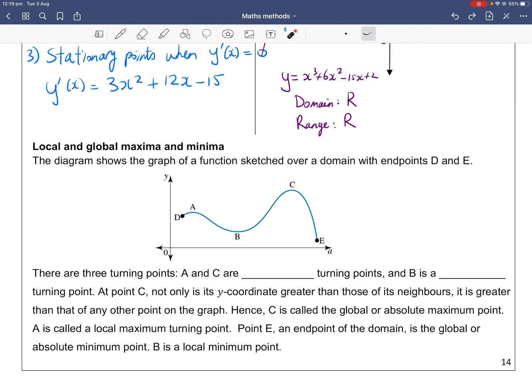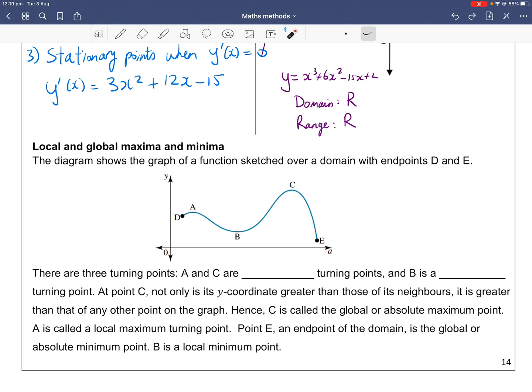So let's have a look at some terminology involving maximum and minimums, namely between local and global. So here we've got a curve. It's sketched over a domain where it stops at points D and E. So if we look across this curve, there are 3 turning points, or stationary points.